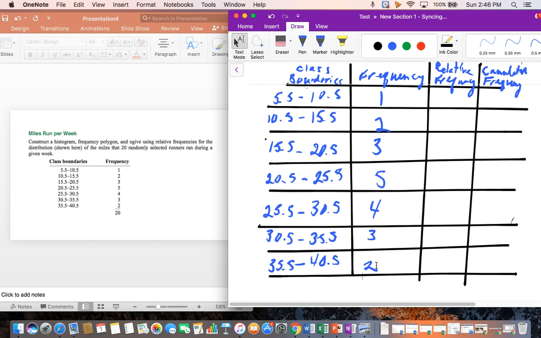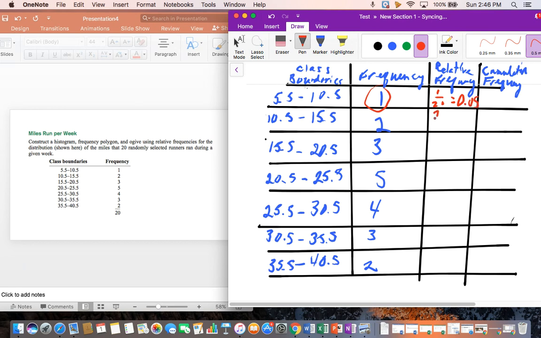All right, so now when we want to find out the relative frequency, it's almost identical to finding the percentage. The only thing is you're not going to multiply it by 100. So here we have a total of 20 people. So for our relative frequency, we would take the amount that we have for this mile, and divide it by the total, and that's 0.05. So that is our relative frequency.